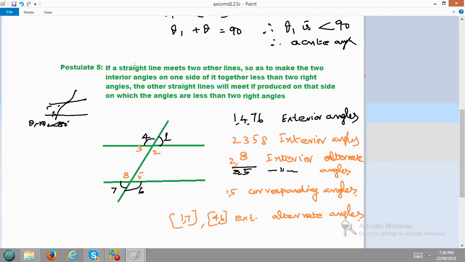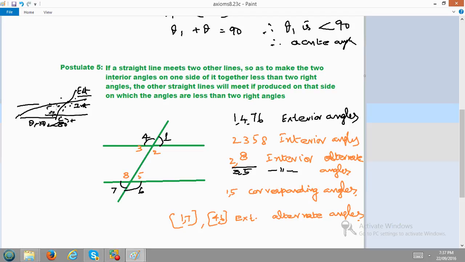That means, what is this interior angle? These two are interior angles, and here it is an exterior angle. This is interior, this is exterior. Similarly here, this is an exterior angle and these two are interior. So on this side, these two are less than 180. So on this side, if you produce the lines, they will meet. That is the thing.